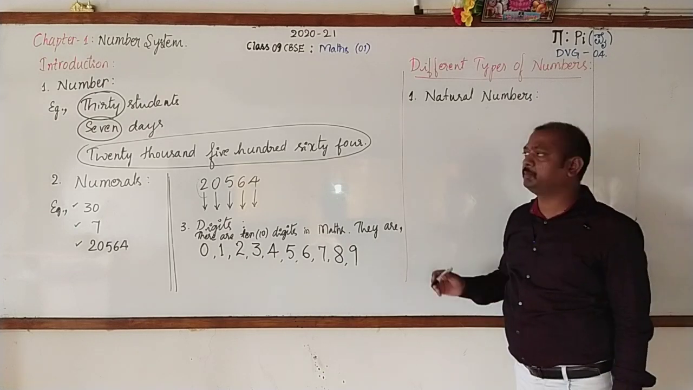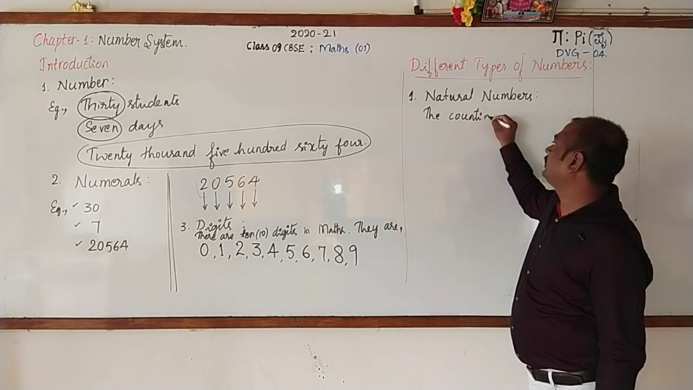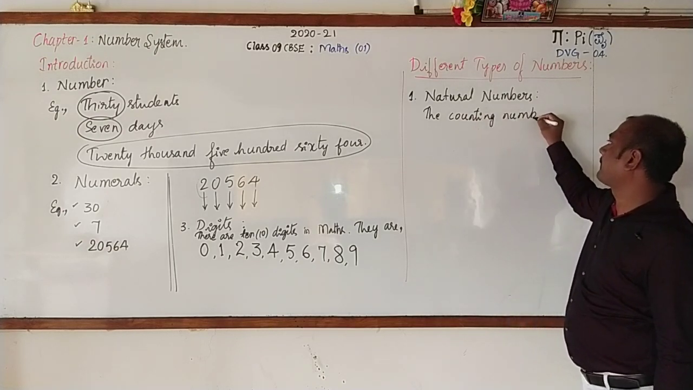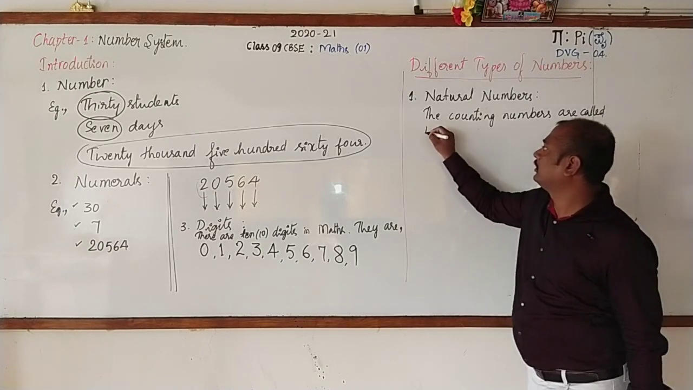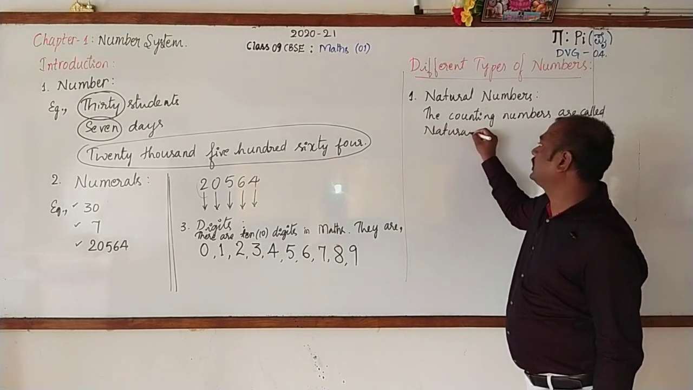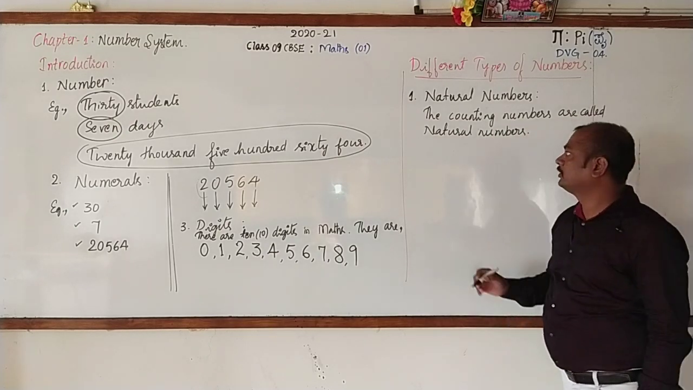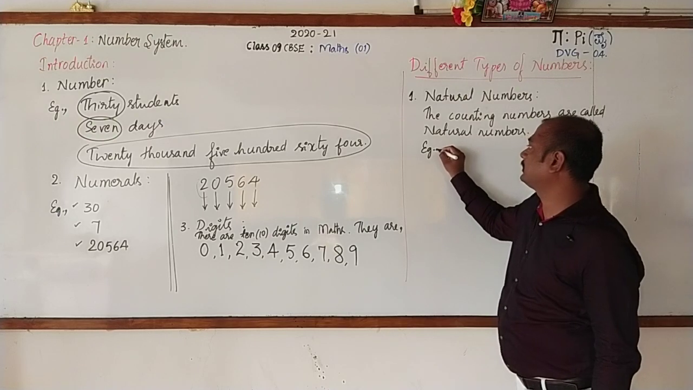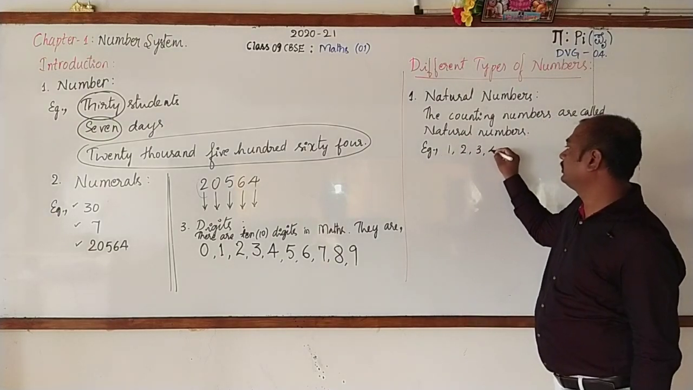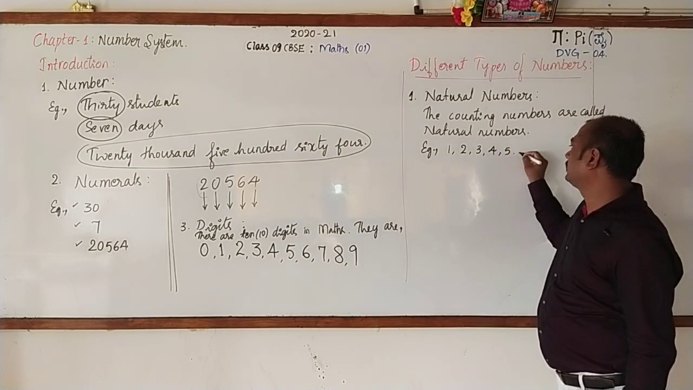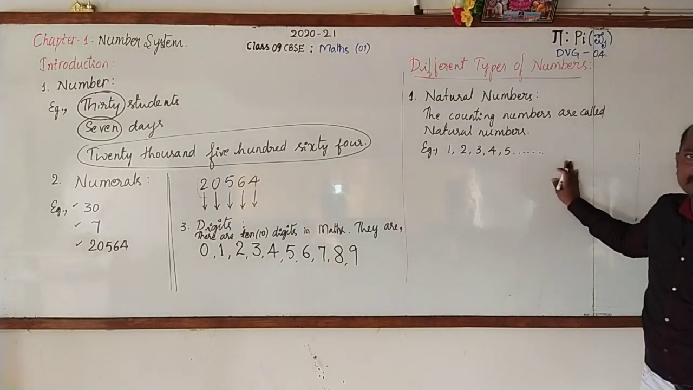Please go on writing with me. The counting numbers are called natural numbers. Written up, and write the examples with me. Examples are 1, 2, 3, 4, 5 and so on. Any big number can be written. All these are natural numbers.